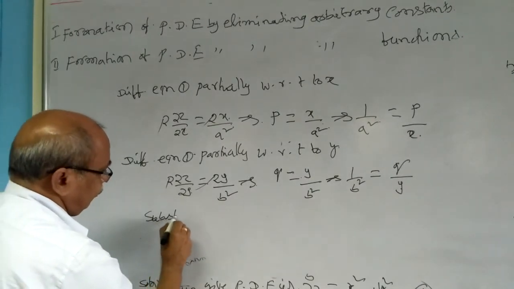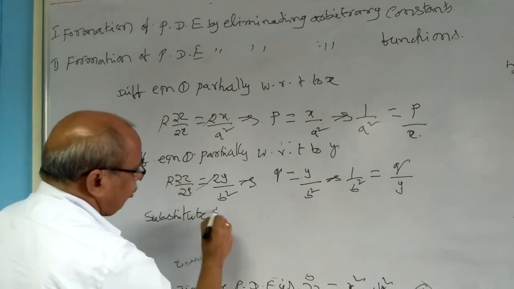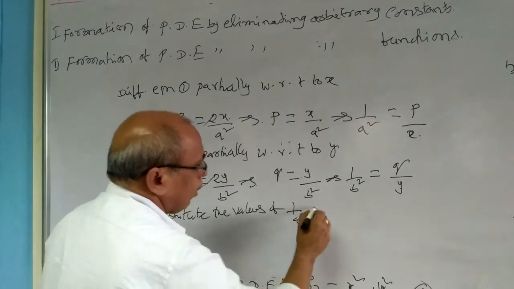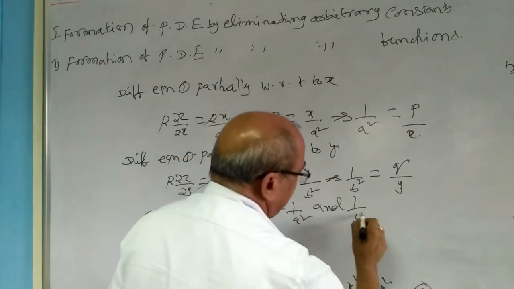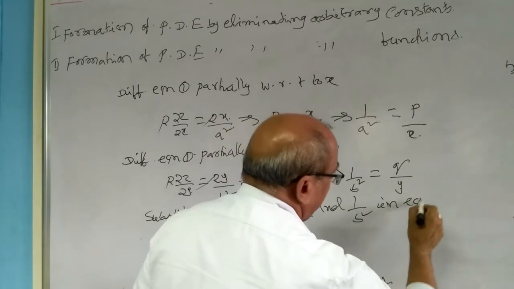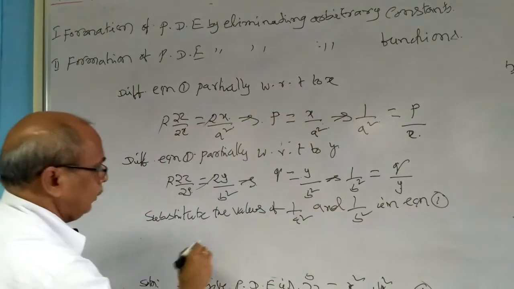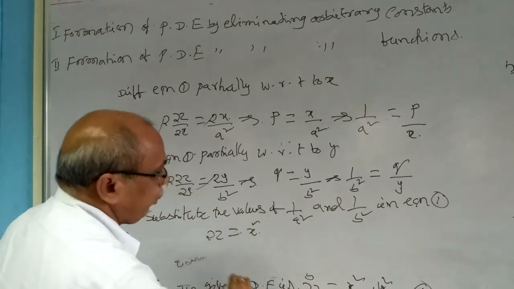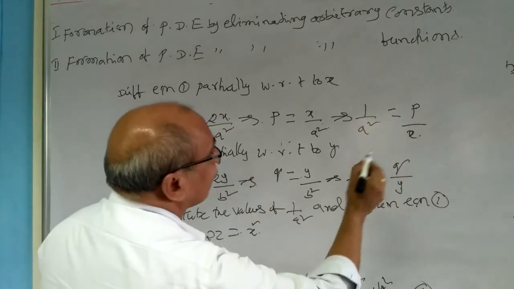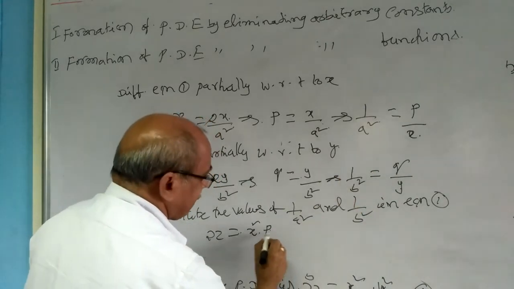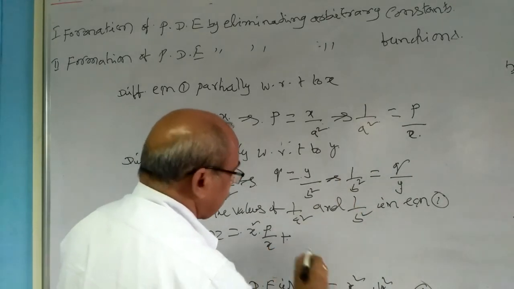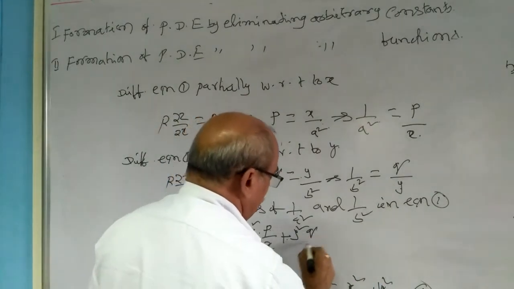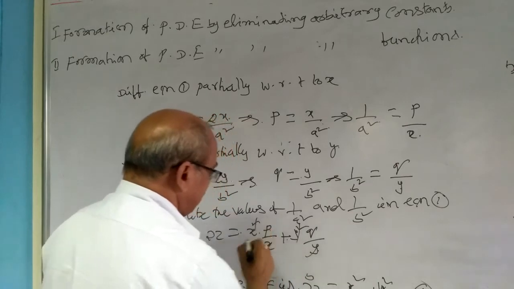Substitute the values of 1/a² and 1/b² in equation 1. We get 2z = x² · (p/x) + y² · (q/y). y cancel, x cancel.